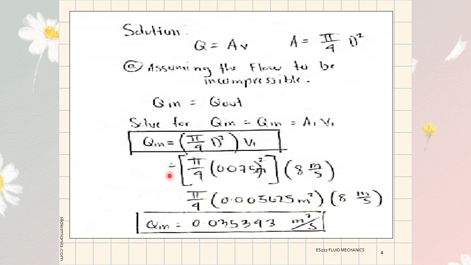So Q in is equal to pi over 4 times D1, which is 0.075 meter raised to 2, times 8 meters per second. Next, pi over 4 and 0.005625 square meters, which is the result of 0.075 times 0.075, multiplied by 8 meters per second. So our Q in is equal to 0.035343 cubic meters per second.